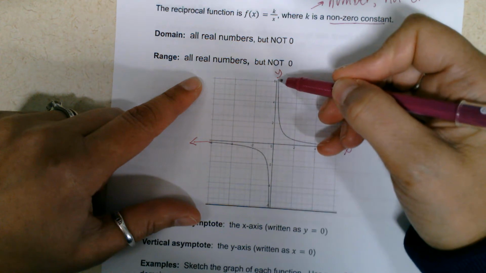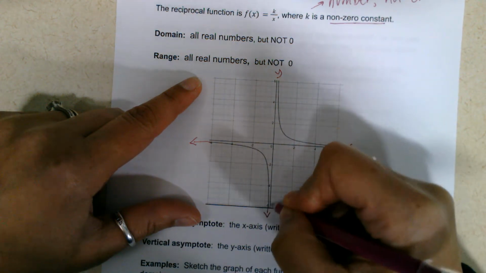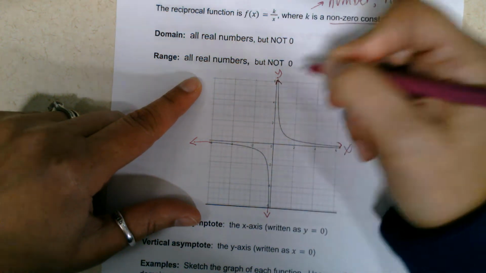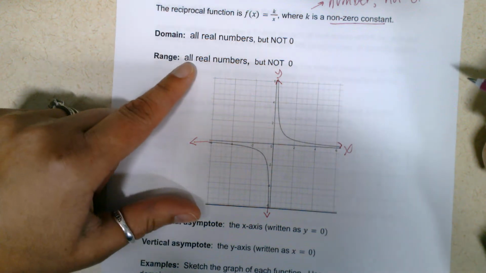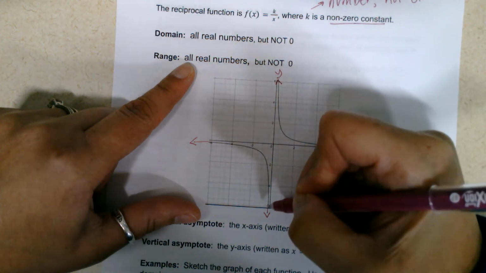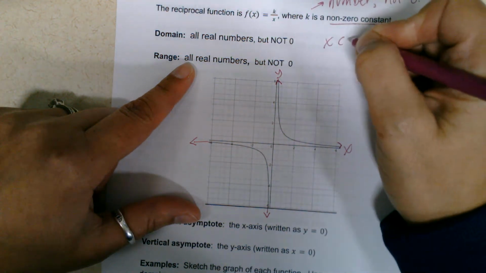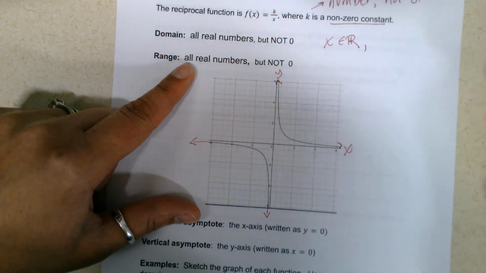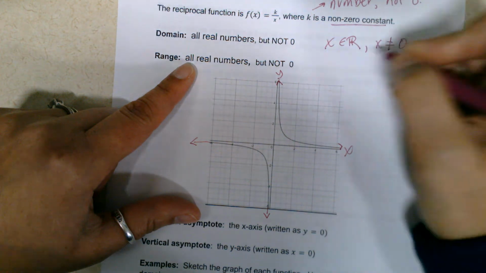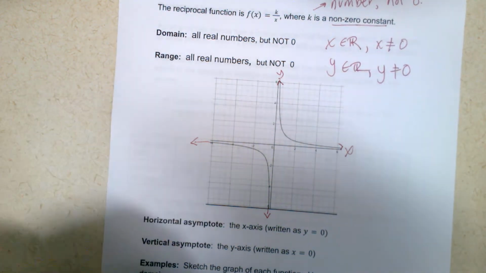Looking at the range, looking at this graph from going all the way down, it's going to go all the negative y values, and looking at this graph going all the way up, it's going to go all the positives. So this is all reals as well. However, notice it's not going to cross the y-axis, so it can't be 0. So you can write it like this. If you want to write it as x in the reals, you can write it like that, where x does not equal 0, absolutely fine. And y in the reals, where y does not equal 0, that's fine as well.